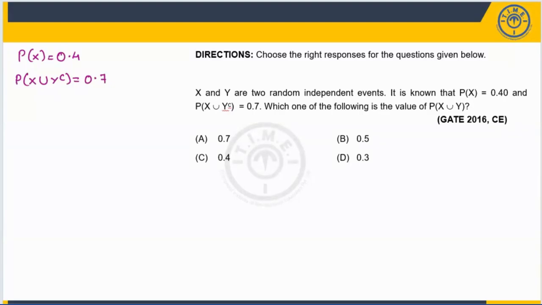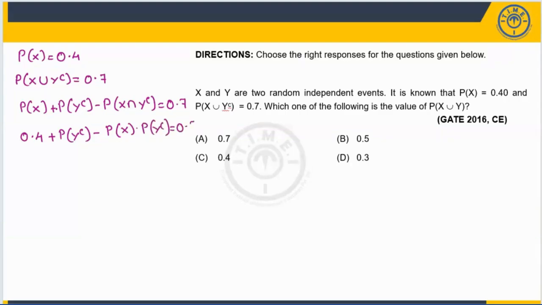Now, if I know P of Y, then I can answer this. Why? Because X and Y are independent, X intersection Y can be written as P of X into P of Y. But we don't have that. So now P of X union Y complement can be written as P of X plus P of Y complement minus P of X intersection Y complement. So P of X we have as 0.4, plus P of Y complement. As X and Y are independent, X and Y complement are also independent.